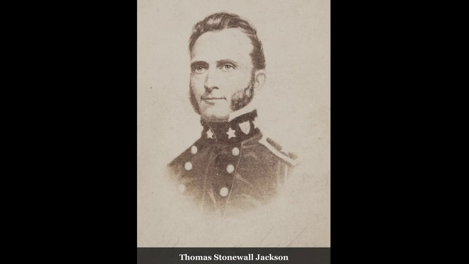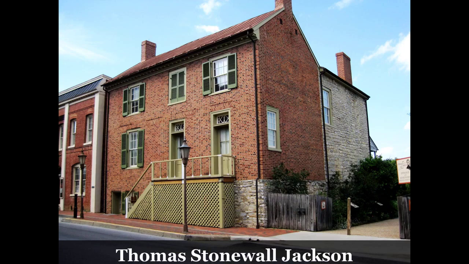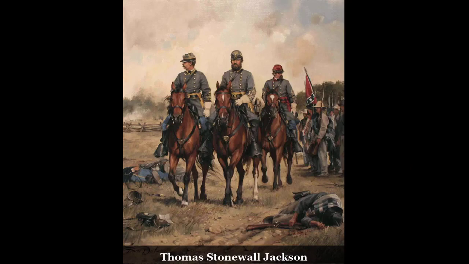In the months that followed, Jackson would go on to win several more victories in the Shenandoah Valley, including the Battle of Front Royal and the Battle of Winchester. These successes would ultimately lead to the Union Army's withdrawal from the valley, giving Jackson control of the region for much of 1862.